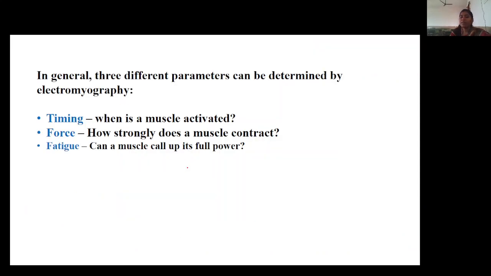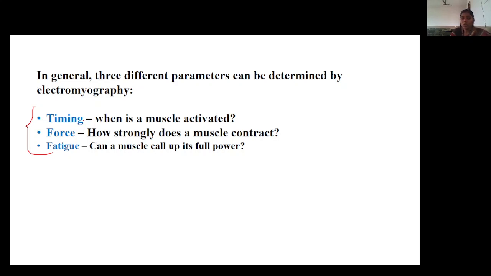Next, what are the main three parameters that can be monitored, especially in electromyography? These are the three things: one is timing, second one is force, and third one is fatigue.